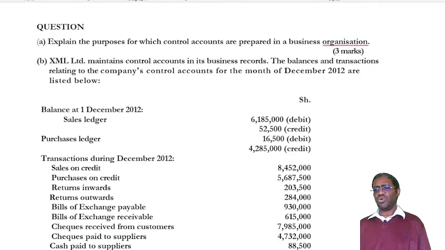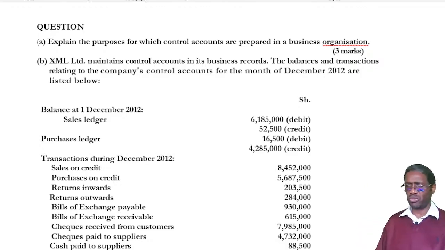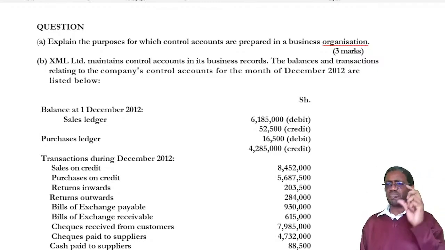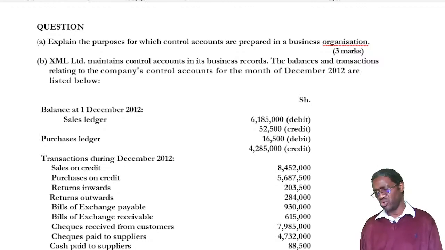That is an old past paper question from your past papers. Number A says, explain the purpose for which control accounts are prepared. Of course, we shall explain the reasons. Of course, I've already told you.